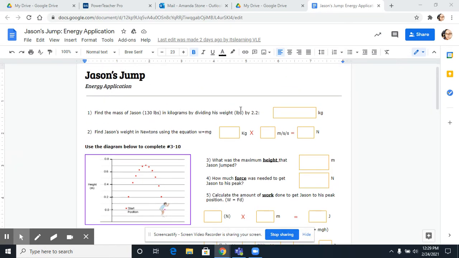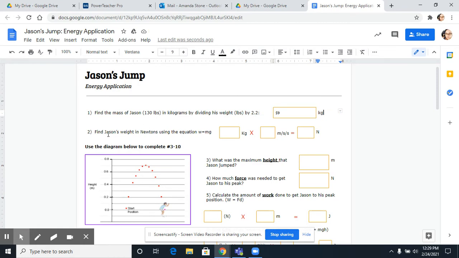So we have 130 pounds. And then in order to convert pounds into kilograms, you divide by 2.2. When we do 130 divided by 2.2, we get 59.1. So we'll just leave it at 59 kilograms.